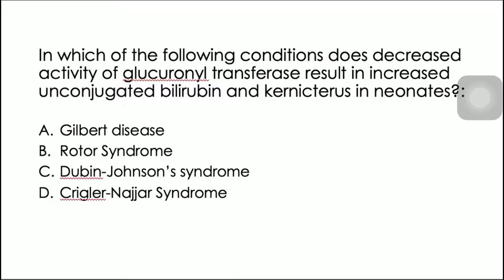Next, in which of the following conditions does decreased activity of your glucuronidase transferase result in increased unconjugated bilirubin and kernicterus in neonates? Okay, so for this one, deficiency or the lack of the enzyme glucuronidase transferase or uridine diphosphate glucuronidase transferase is characteristic of Crigler-Najjar syndrome. We have letter D, Crigler-Najjar syndrome. Hence, there will be an elevation of B1 kasi B1 is not conjugated to form your B2. Wherein again, increase nga po in your unconjugated bilirubin increases as well the risk, no, for developing kernicterus.